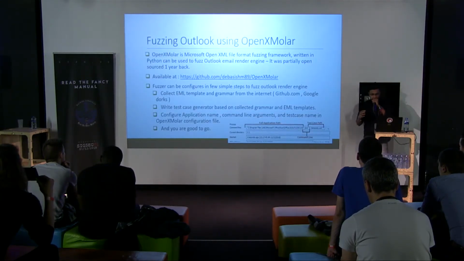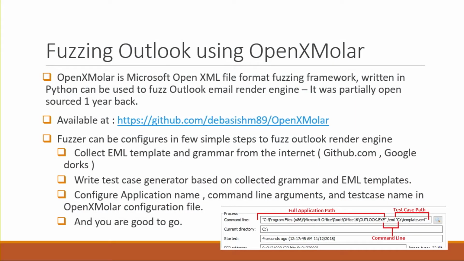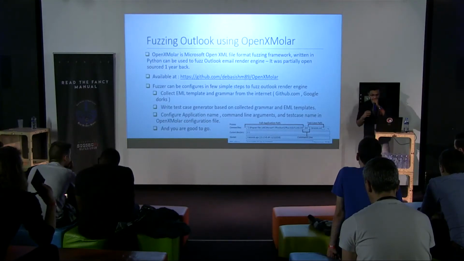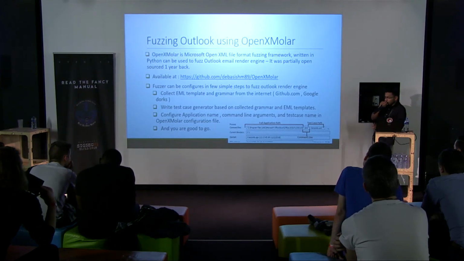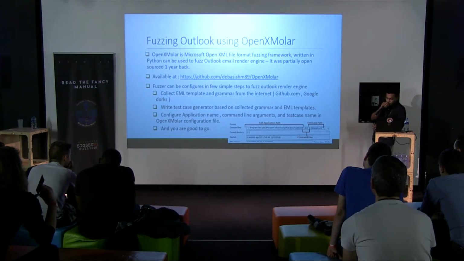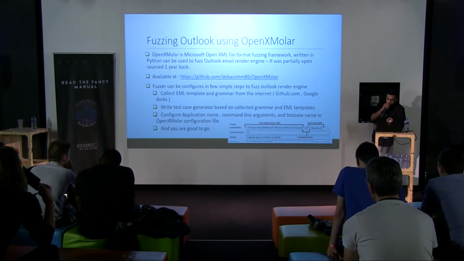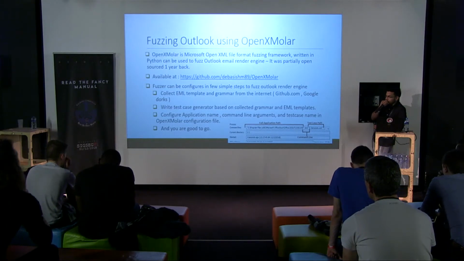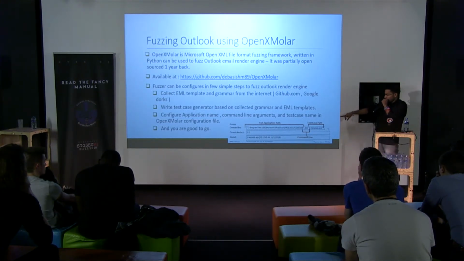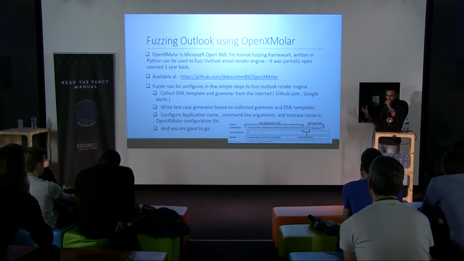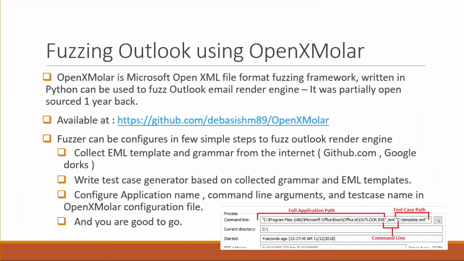To perform fuzzing on this Outlook email render engine, we can use an open source OpenXML fuzzing framework that I open sourced last year. This framework also takes care of crash management and crashes. We need to write our own test case generator for this fuzzer, and that test case generator has to be static. We can configure the test case generator along with OpenXMoller, and we are good to go. The framework takes care of crash management, hangs, and different things. We need to feed a few things into OpenXMoller: the binary name we are targeting, the command line argument, and the test case we want to feed to that fuzzer. Once we have this information, we can easily execute fuzzing using OpenXMoller. The OpenXMoller fuzzer is available on my GitHub page.